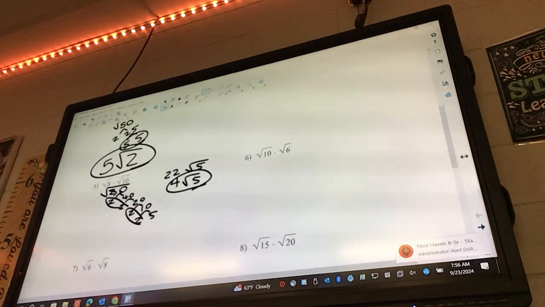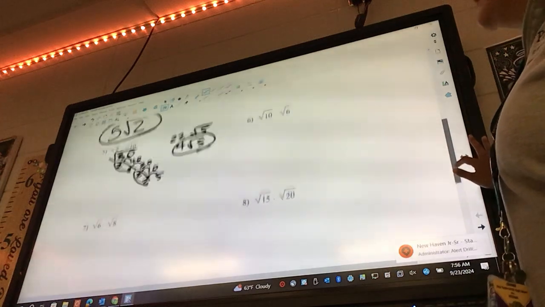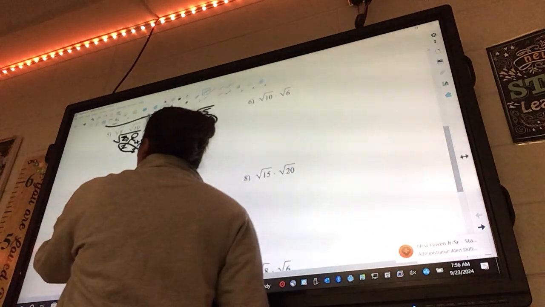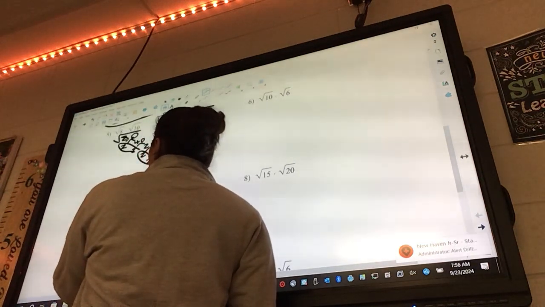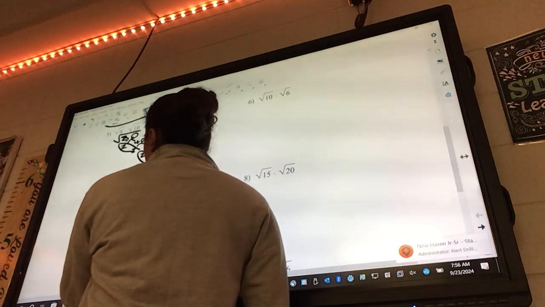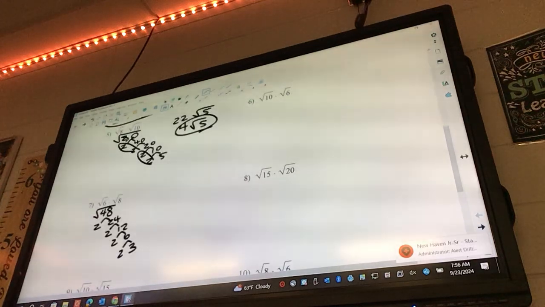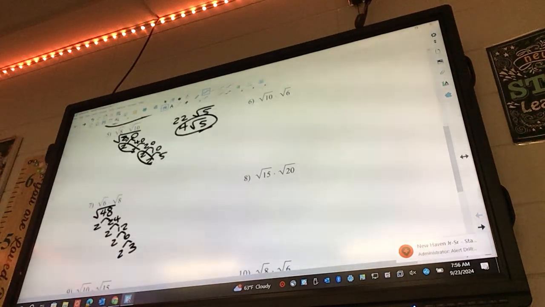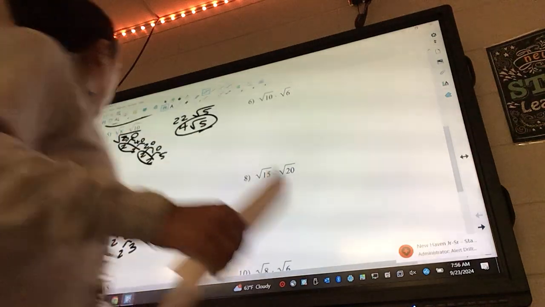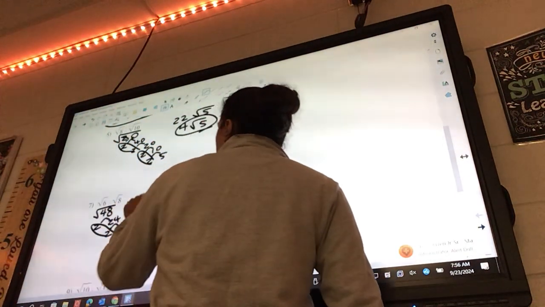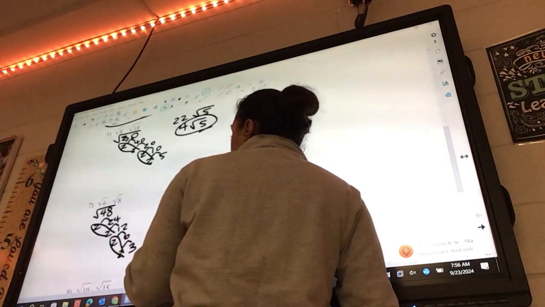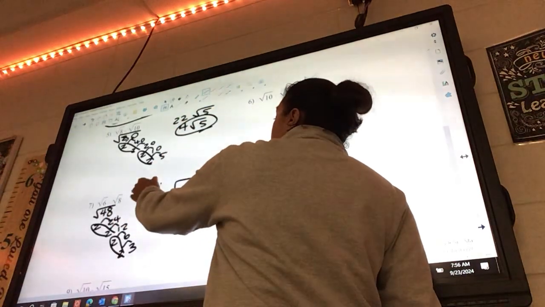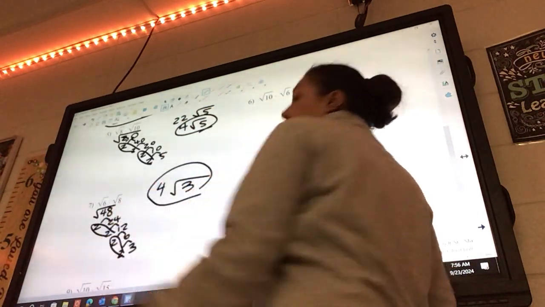Okay, 7. Are the indexes the same? Yeah, so 6 times 8 is 48. So it's going to be 2 and 24, 2 and 12, 2 and 6, 2 and 3. Okay, so 2 groups of 2's can go. So what number is going to be on the outside? A 4, right? So 2 times 2 is going to be 4 square root 3.